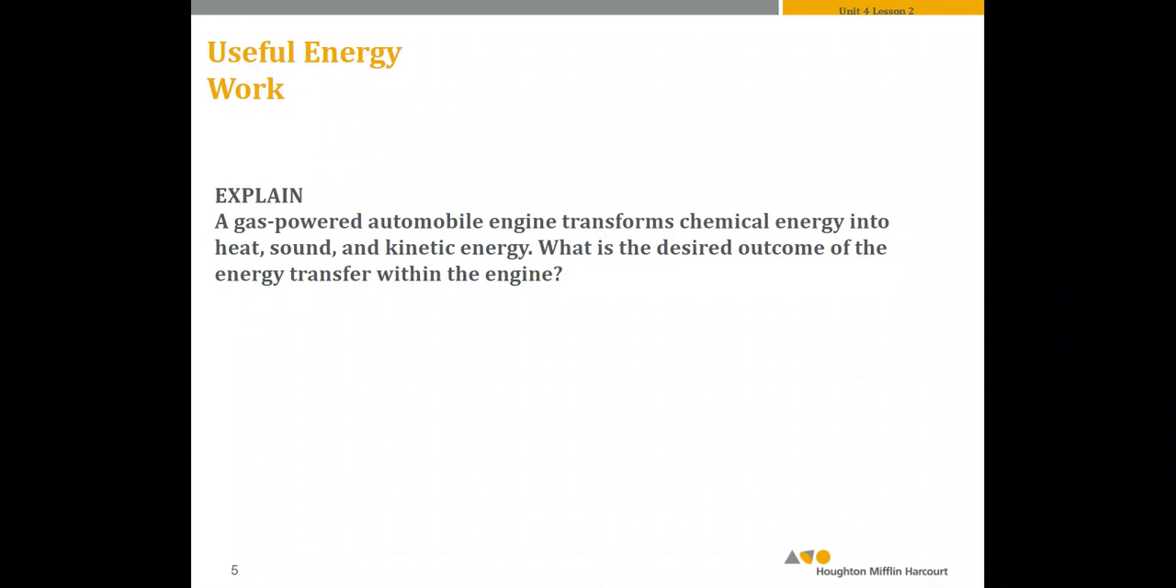So if you start up a car engine, you're going to have chemical energy before you start it up. The chemical energy is stored in the fuel and in the air around it, and then when you burn that fuel-air mixture, you transform that chemical energy into kinetic energy. That's what the kinetic energy is, what moves the piston, and ultimately gets transferred to move the car.